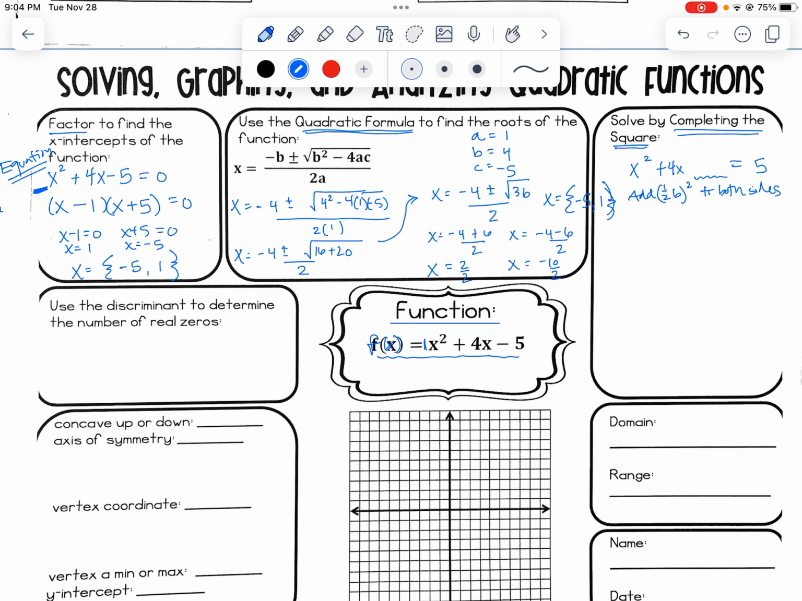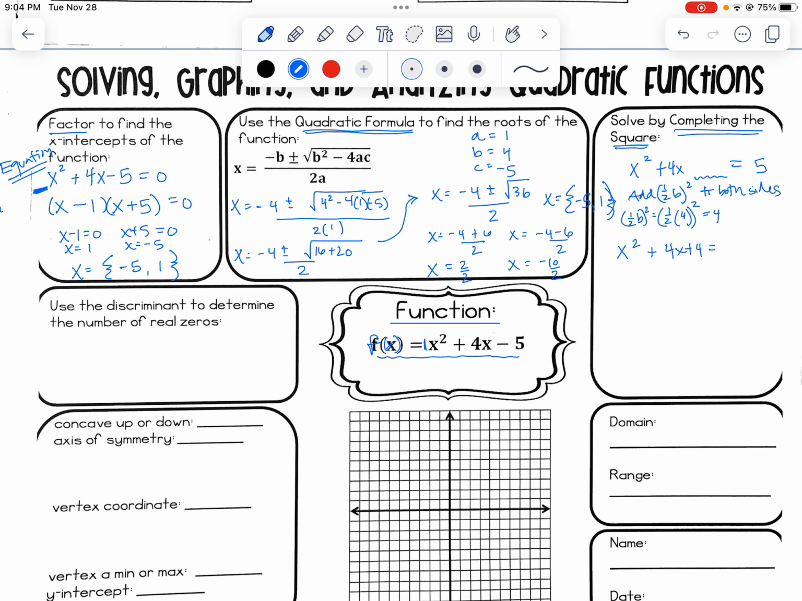So I'm going to take half of b and square it, and that is 1/2 of the b term, and then I square that. So half of 4 is 2, and square that, and I get 4. So I'm going to add that 1/2 b squared to both sides.